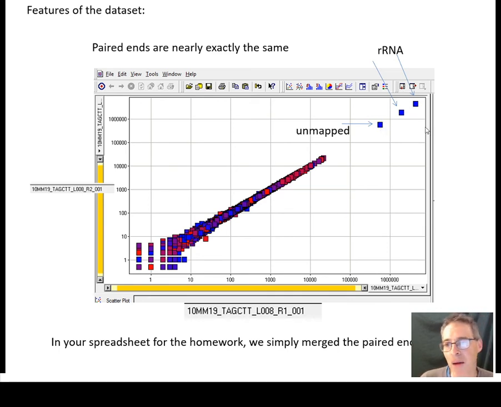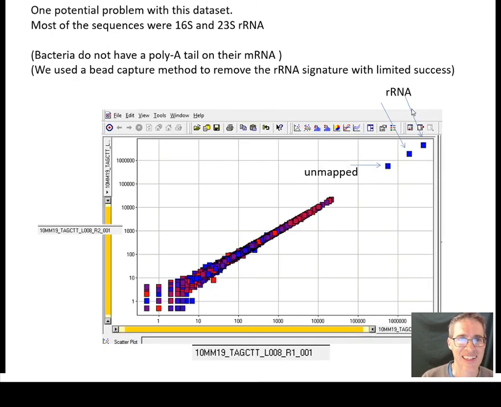There are lots of different ways that we might have dealt with these data, and in a real paper we would think about ways to deal with them, but in this case we simply removed them from the data set. So the count table that you have simply removes these potentially troublesome 16S and 23S ribosomal RNA. We're just going to ignore what to do about the fact that this is such a dominant part of the data set in this case.